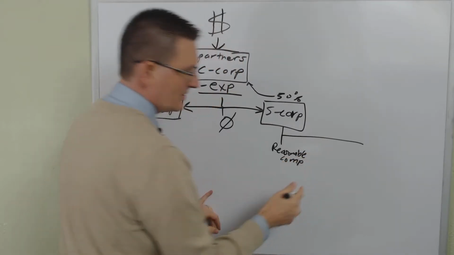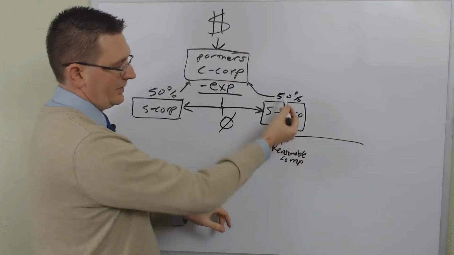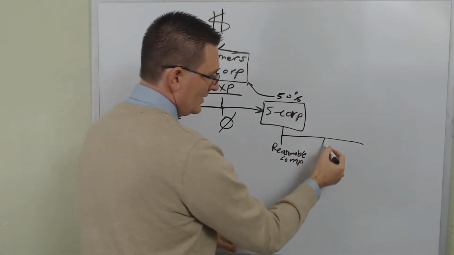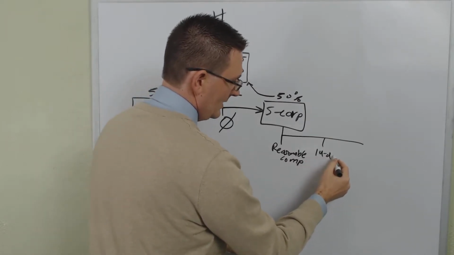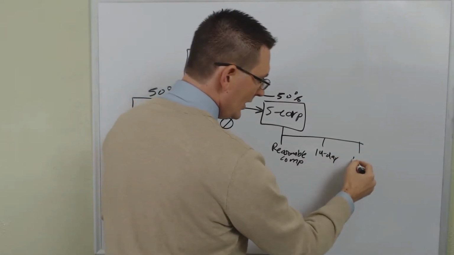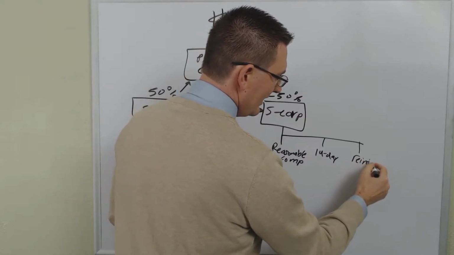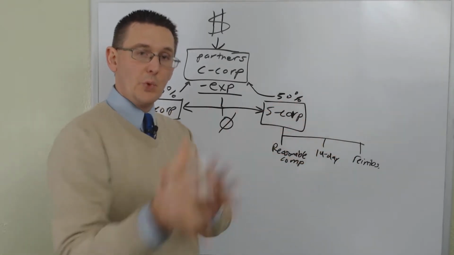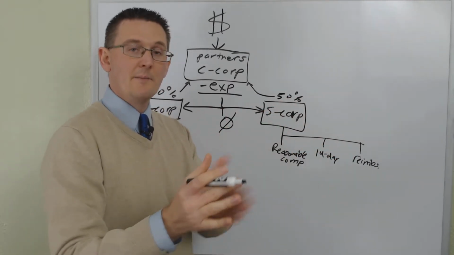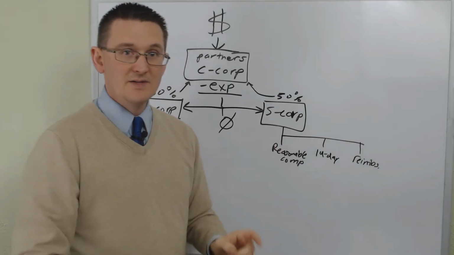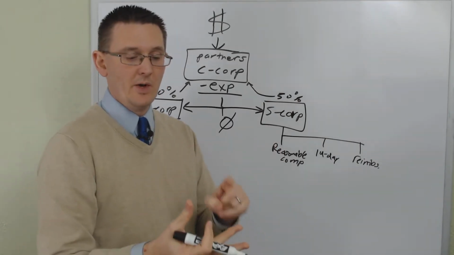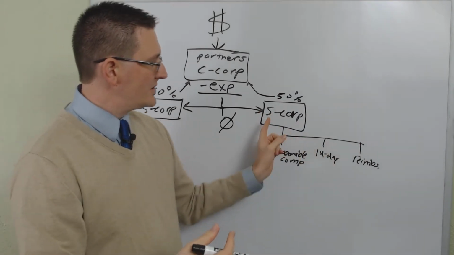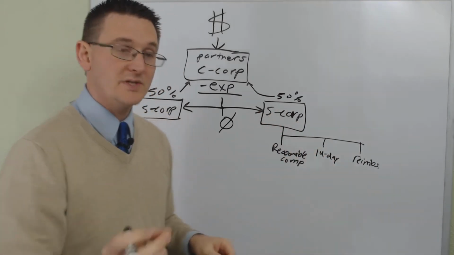So the reasonable compensation for the shareholders, for the directors, for the employees, whoever is working inside the S corporation. You're also going to have the 14-day Augusta rule. You're also going to have reimbursements. This is anything that the employee or the owner-employee owns, but the corporation is getting a benefit for. So this would be things like a personal cell phone, the personal residence for the home office, and a personal vehicle. We want to get reimbursed by the S corporation for those expenses.